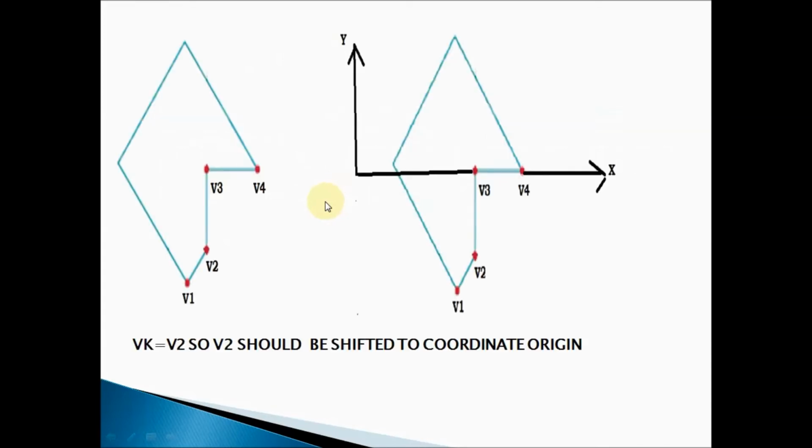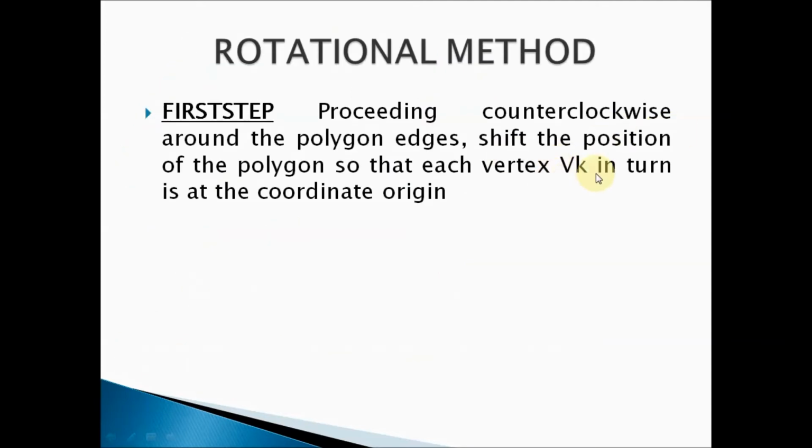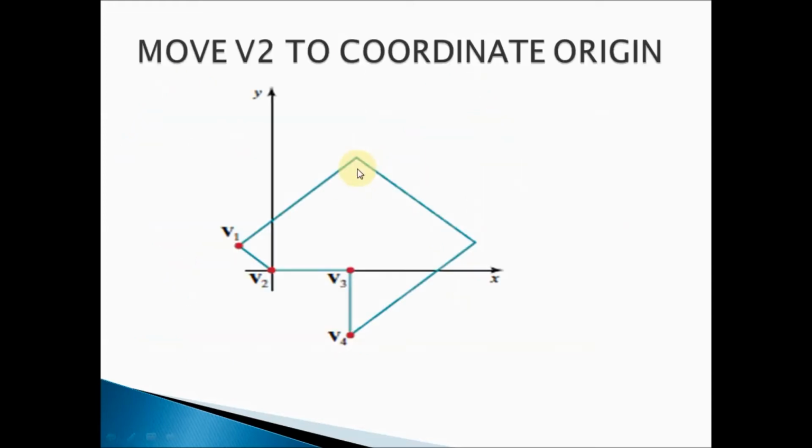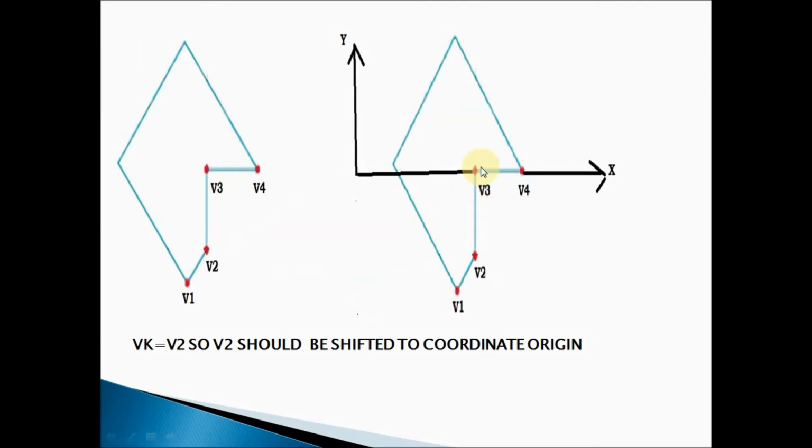You can see here I am going to shift v2. My v2 is nothing but vk. Here it is telling that we have to shift the vertex vk, that is v2. I am shifting v2 to the coordinate origin, that is this one. Don't worry about these edges, just observe that v2 is shifted to the origin. You can see v3 is also on the x-axis, v4 is also on the x-axis.